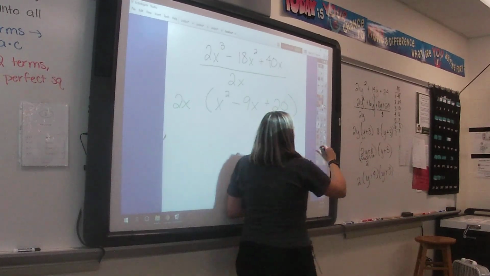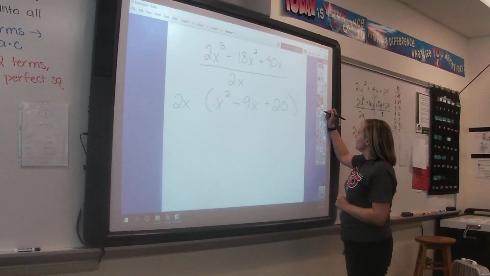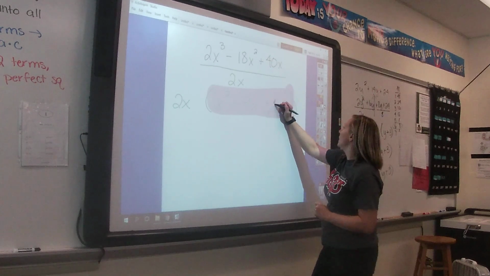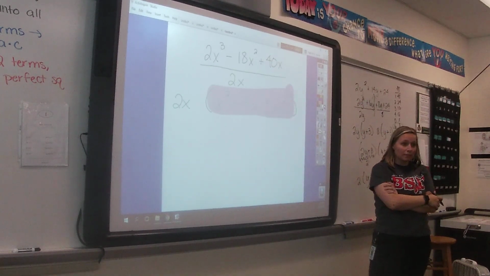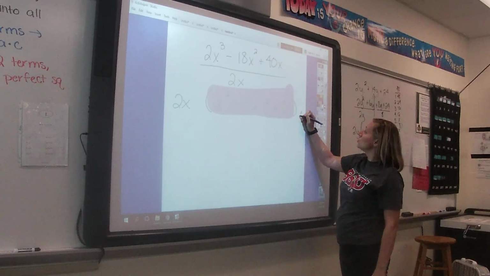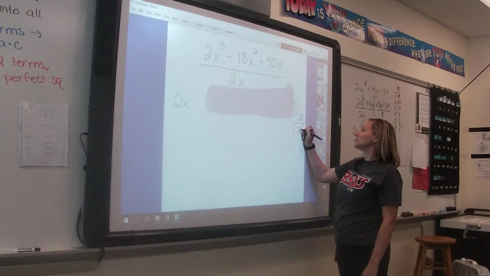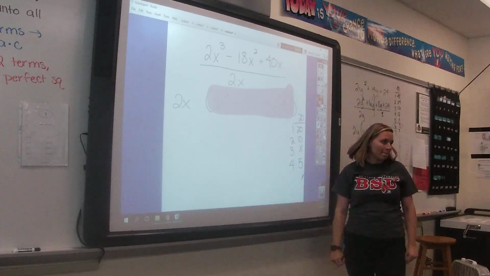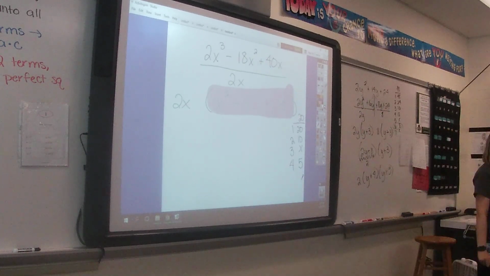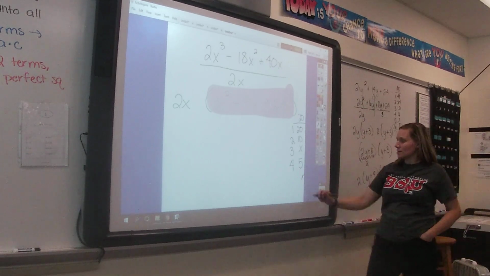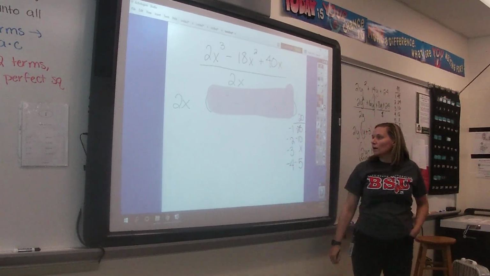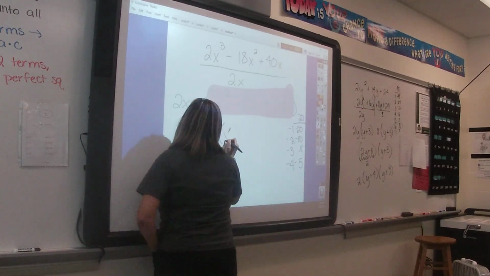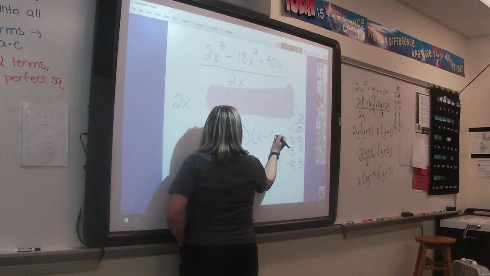Then we're going to look inside the parentheses. How many terms is that? 3. So we're going to consider a trinomial. 1 times 20 is 20. 2 times 10, and then 4 times 5, and then that's it. What are we going to do with our signs? Put them both as negative. And then 4 and 5 would be your group. So this is going to factor into an x minus 4 and an x minus 5.